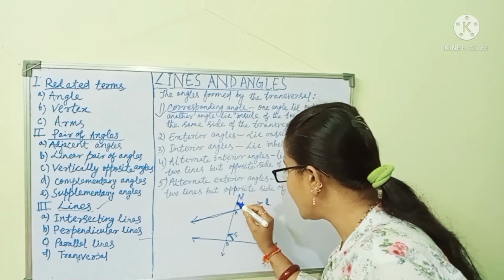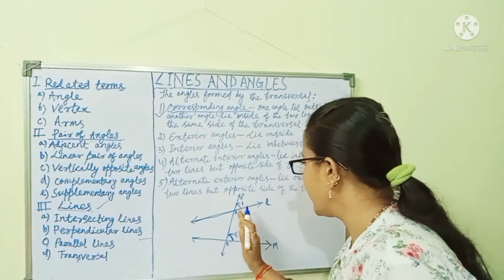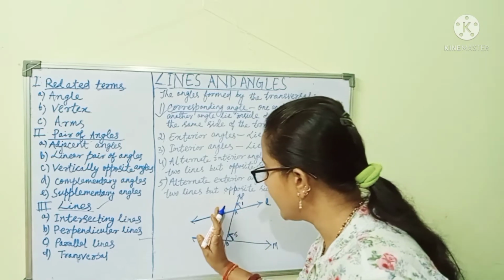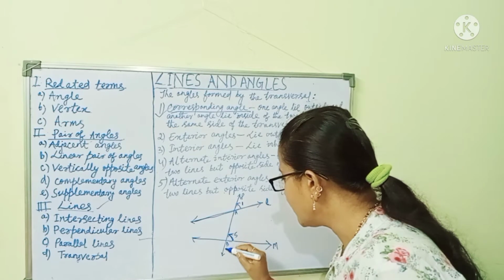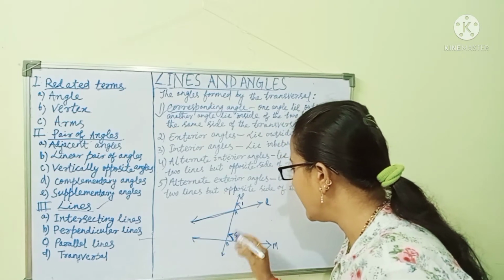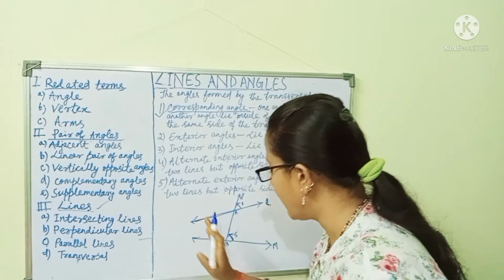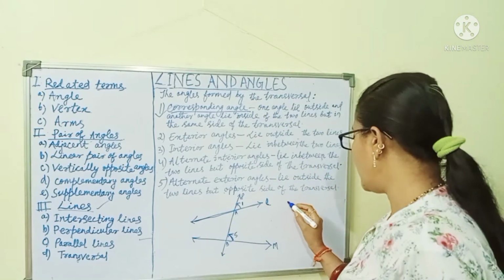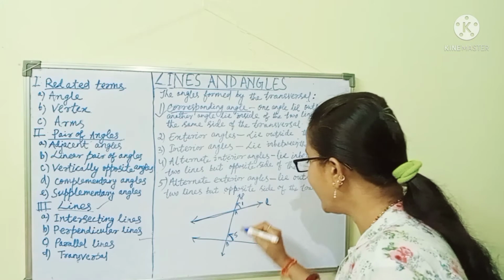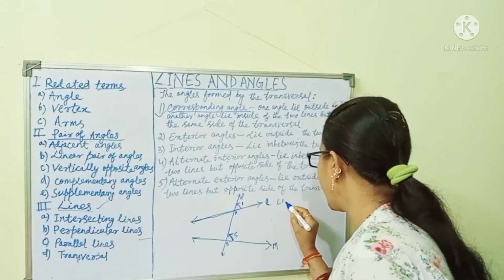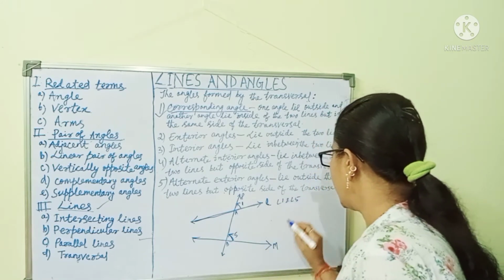If this is the transversal, it has one side and another side. If we consider the transversal here, one side is right and another side is left. So now I consider 1 and 5 as the corresponding angles.